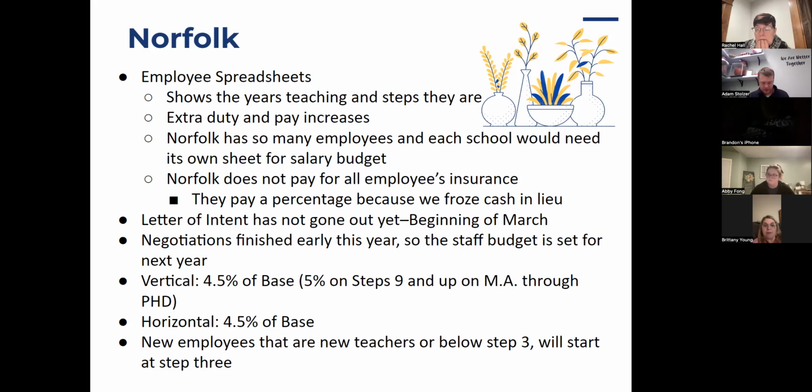And then Norfolk doesn't pay for all of our insurance. Last year they did negotiate that I think they pay 65% now. And because we ended up freezing our cash in lieu, which of course the people that took the cash in lieu were not super happy about, it definitely helped a lot of teachers across the board.